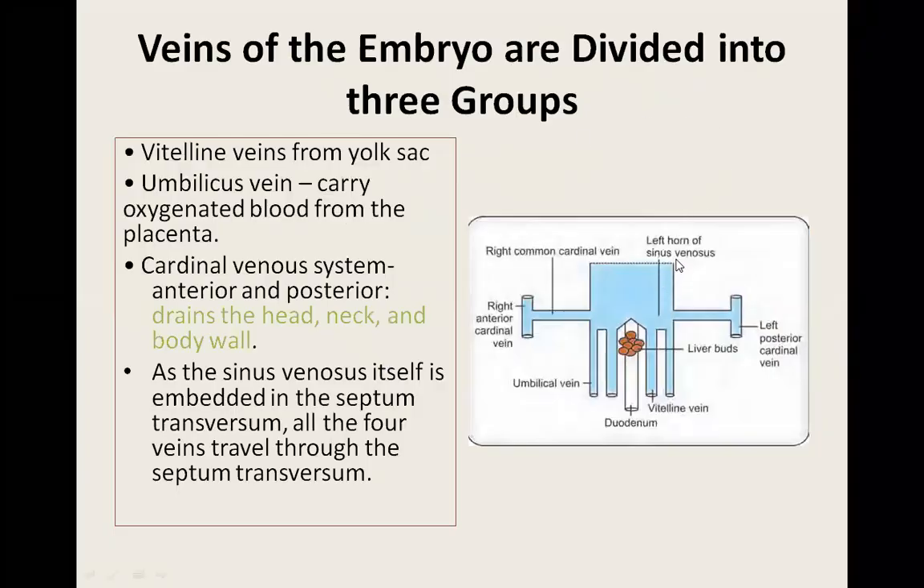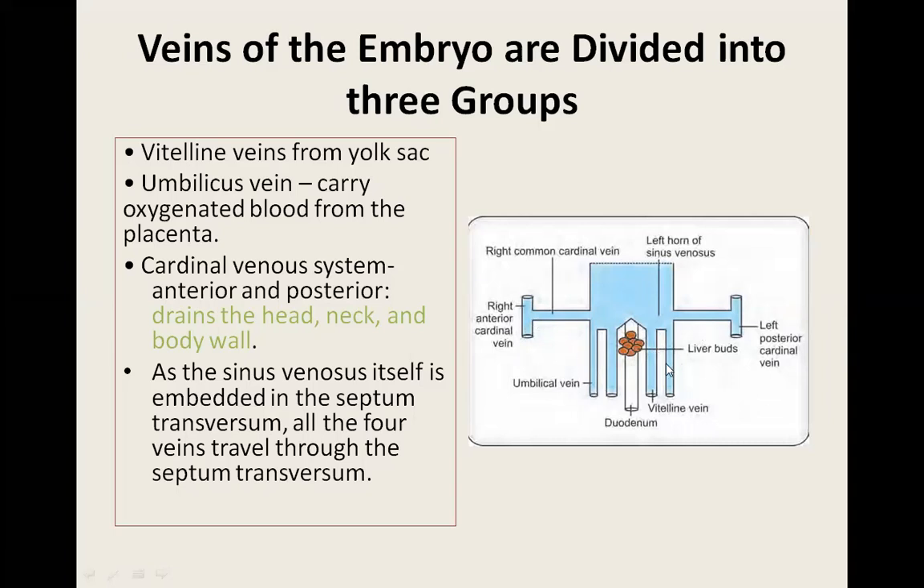The veins of the embryo are divided into three groups. Firstly, there is the vitelline vein, which drains the blood from the yolk sac. Then there is the umbilical vein, which carries oxygenated blood from the placenta. And then there is the cardinal system of veins, which consists of the anterior and the posterior cardinal veins, which drain the blood from head, neck, and body wall.